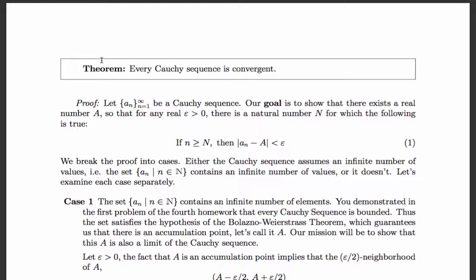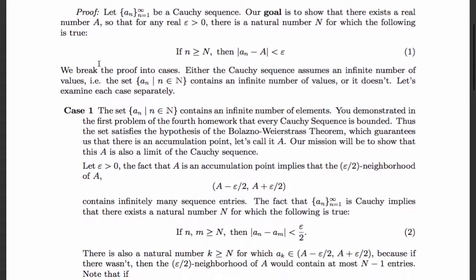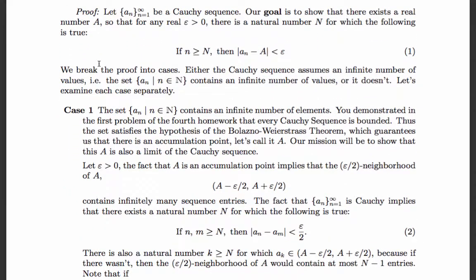Now we're going to break the proof into two cases. Either the Cauchy sequence assumes an infinite number of values, in other words, the set of values is infinite, or it doesn't. So let's examine each case separately. So let's consider case 1, in which the set of sequence values contains an infinite number of elements.